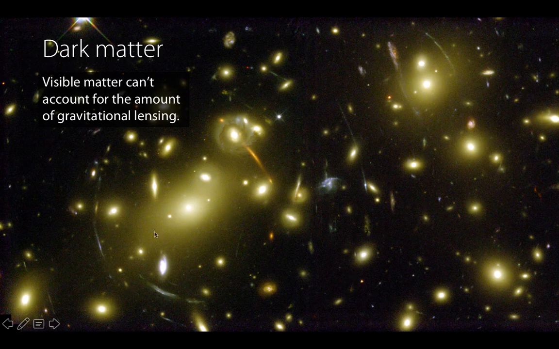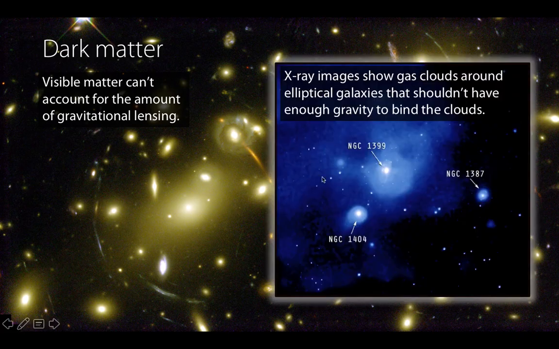And again, what we see isn't nearly enough. There must be some hidden mass. Also, if we look at X-rays, we look at these galaxies, these are elliptical galaxies, and they're surrounded by clouds of gas. Now that cloud of gas is ordinary matter. We're not seeing the dark matter.